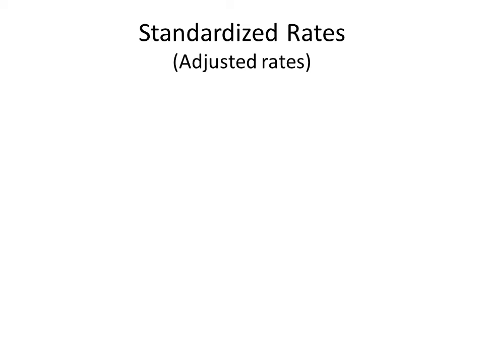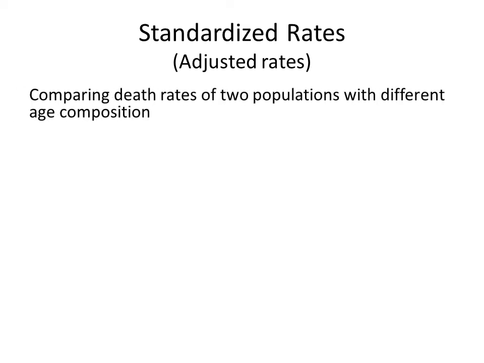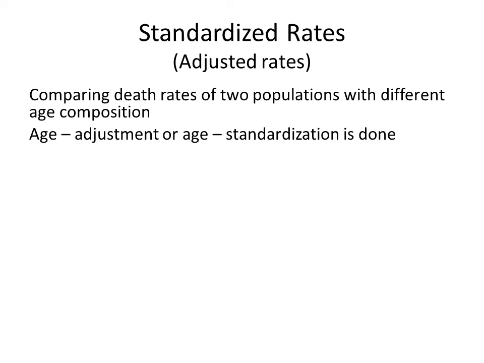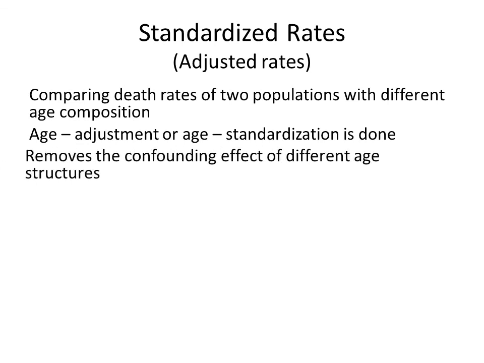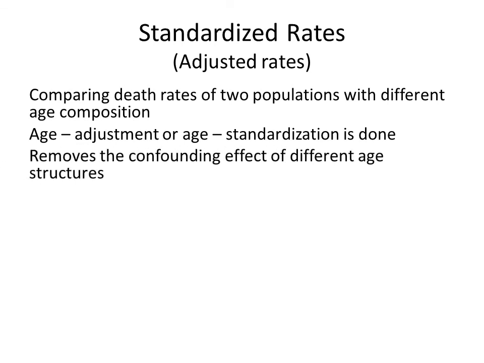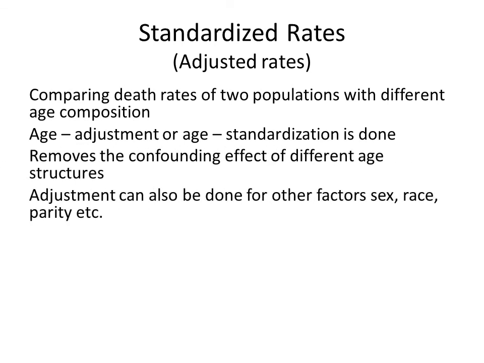Standardized rates. We discussed that the crude death rates of two populations with different age compositions are not exactly comparable. But if we still want to compare the death rates of these two populations, what can be done? Age adjustment can be done, also known as age standardization. This removes the confounding effect of the different age structures. Similar adjustment can also be done for other factors like sex composition, race composition, parity, etc.